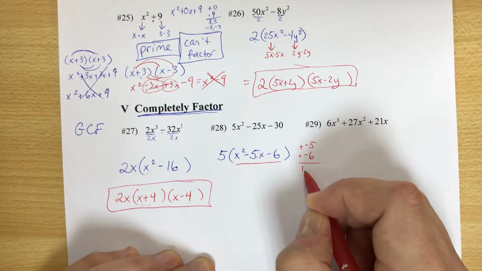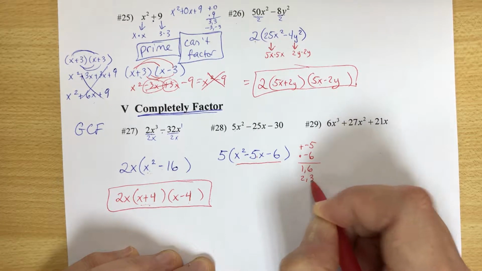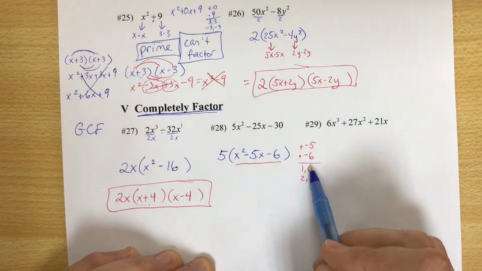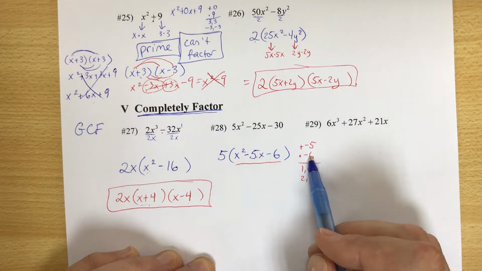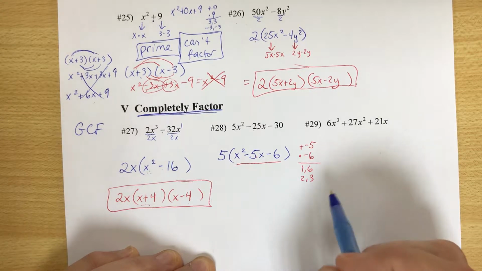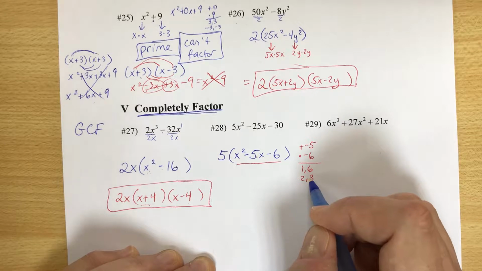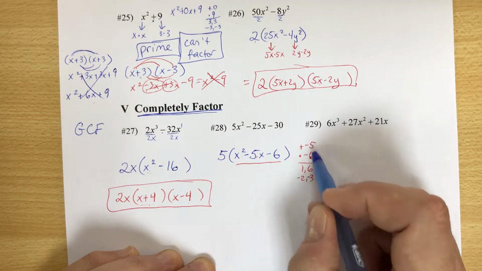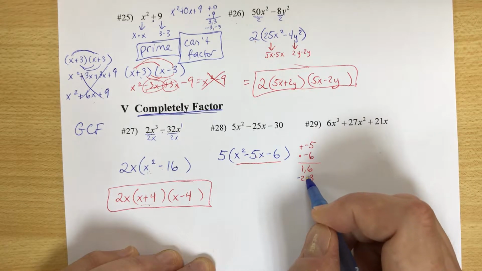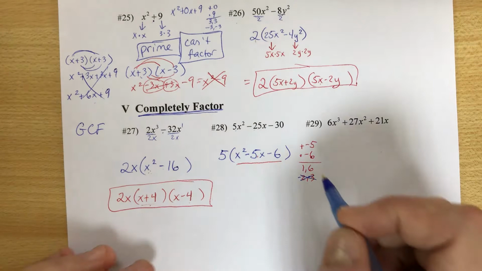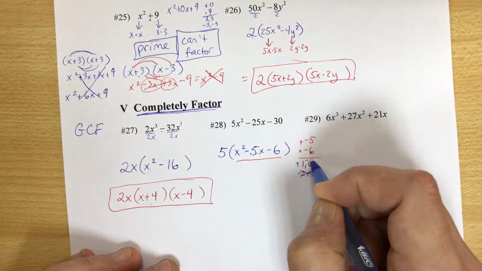Now 6 only has two factors, 1, 6, 2, 3. Now be careful because it has to multiply to a negative, so it's got to be plus minus. It has to add up to negative 5. 2 and 3 is no good because if you do negative 2, negative 3, it adds up to negative 5, but it doesn't multiply to a negative. It multiplies to positive 6. So what we have to do here is plus 1 and minus 6.